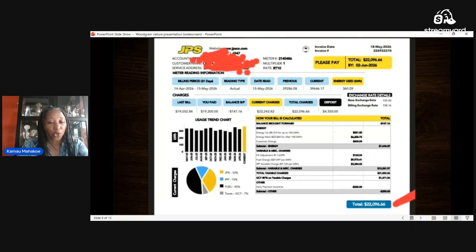Right? So look at the bar chart, they put it there for you to see how your usage fluctuates, when it's low, when it's high. And these are the things that you can do to keep it low. If you paid more last month, JPS must minus it from this month. So you need to check that you have a negative balance.